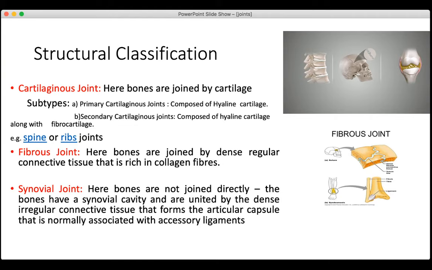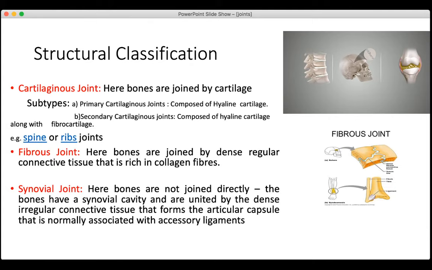Then the second one is your fibrous joints. Fibrous means they are very dense, and they are connected by very dense regular connective tissue, which is rich in collagen fibers. An example is, you can see on the right hand side, I have explained in detail. This is a skull, and here the portion has been enlarged so that you can easily see where the joint is, and it is also in the ankle. These kind of joints are known as fibrous joints according to structure, and they don't allow any movement. They are very rigid types.